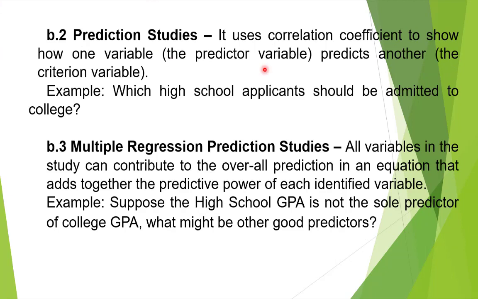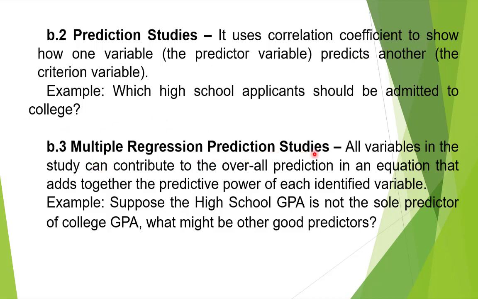Next, prediction studies. It uses correlation coefficient to show how one variable, which is the predictor variable, predicts another variable, the criterion variable. For example, which high school applicant should be admitted to college? So this is a prediction study. So you're going to use the correlation coefficient.